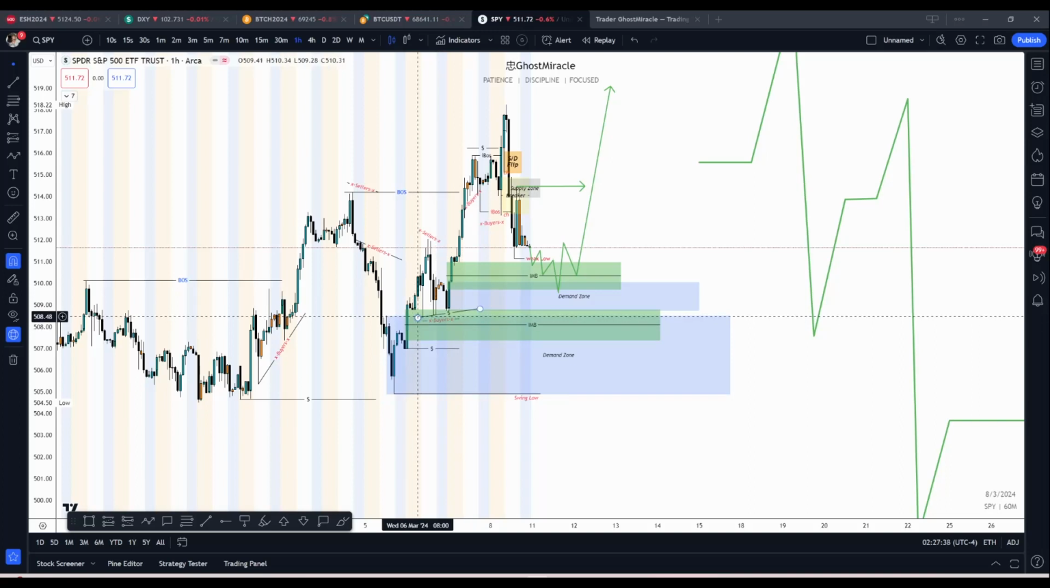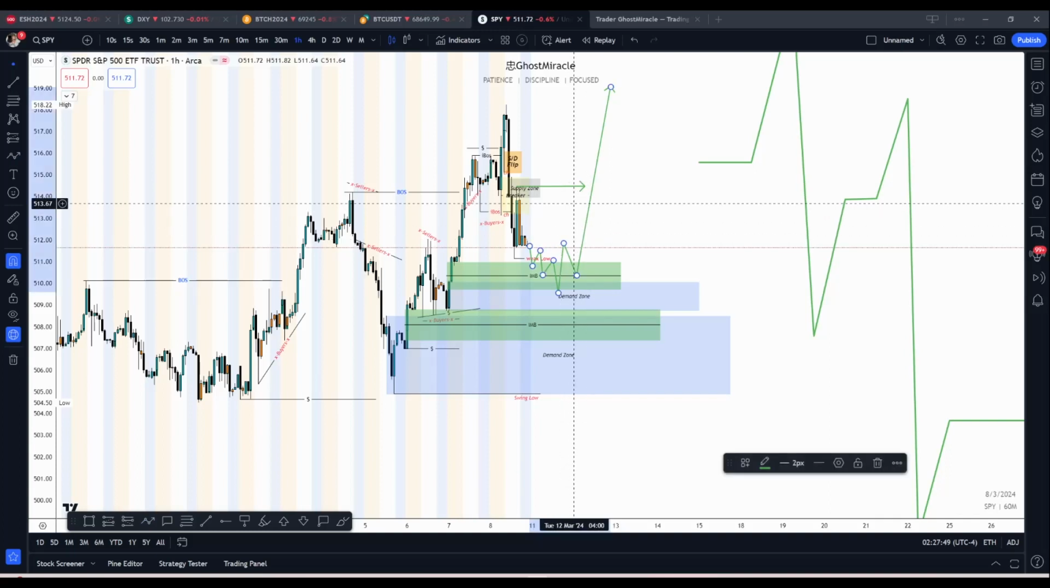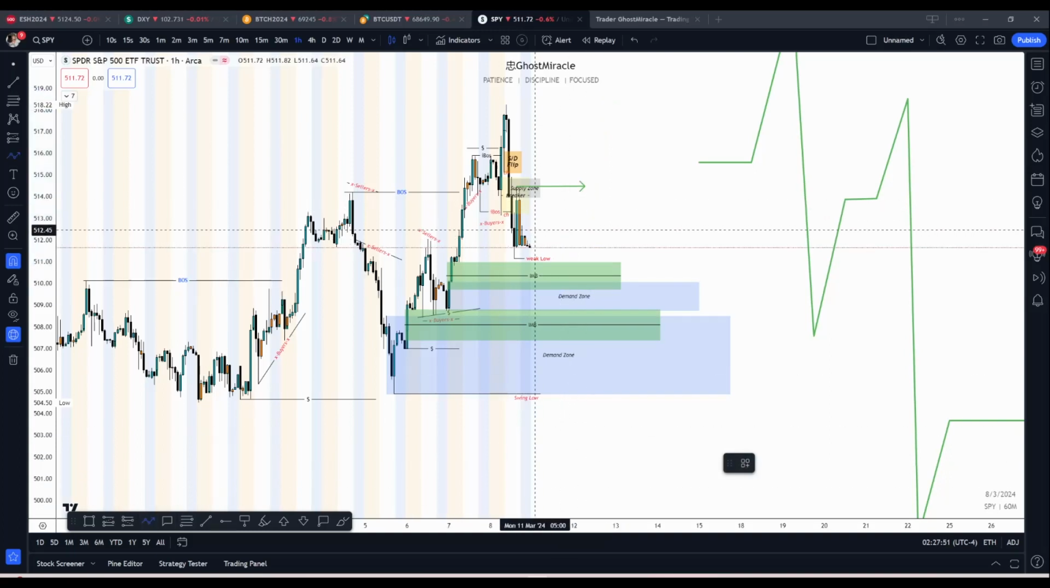However, since there is liquidity and buyers in the market here, I would target buyers. So it'll probably be something more along the lines of this here.